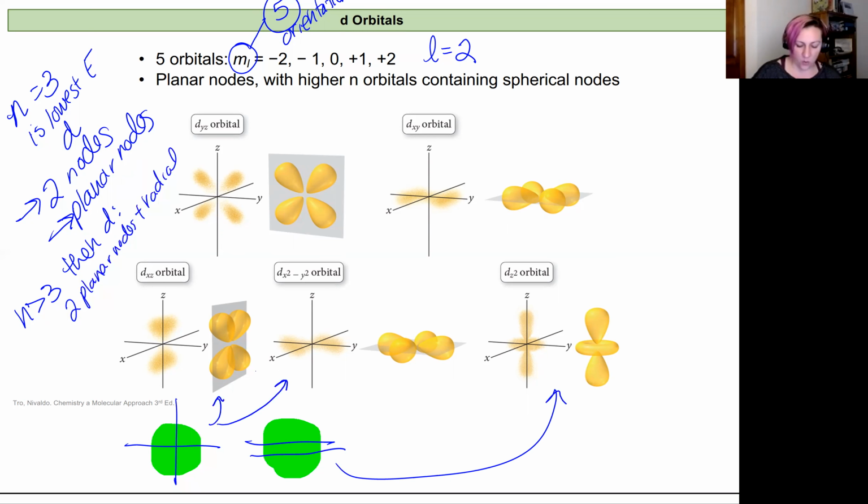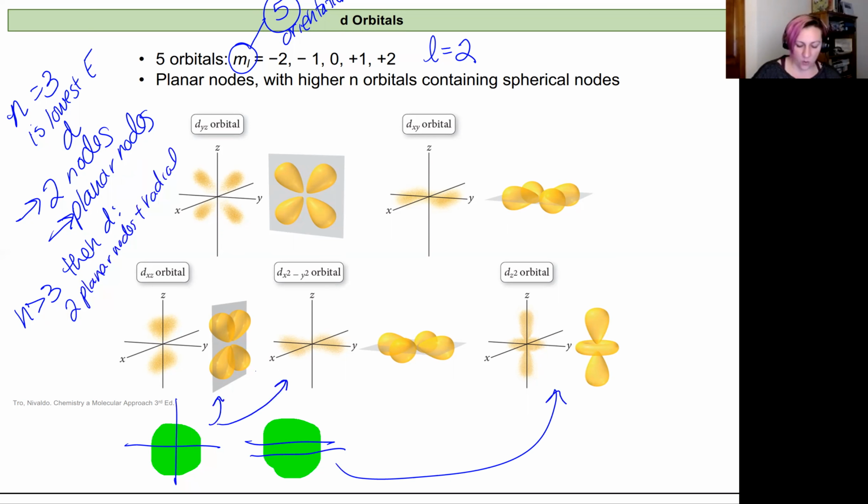All right, now looking at the f orbitals, we have now hit the point where we get past people's ability to draw easily in 3 dimensions. So these occur when we're at the n equals 4 energy level or higher. So that means they have 3 planar nodes. If you're greater than the n equals 4 energy level, you have 3 planar nodes plus then radial nodes, which are like that candy shell of no electron density.